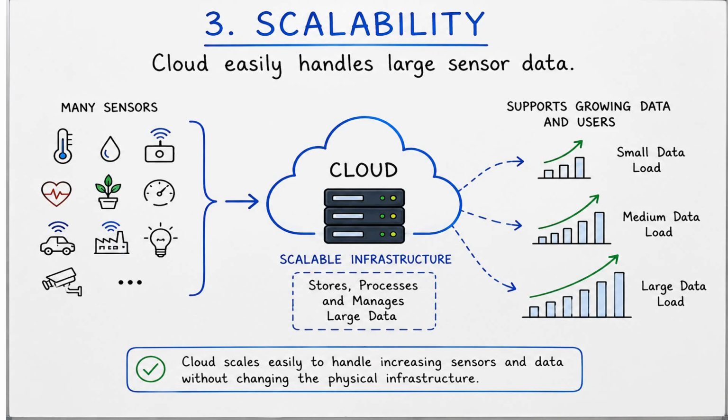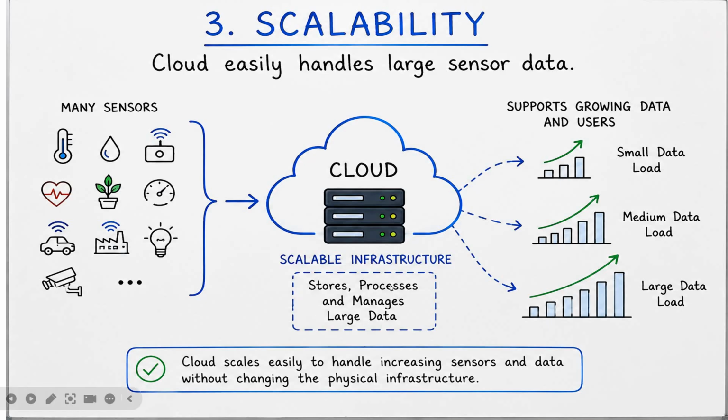Next is scalability. So scalability here refers to the cloud easily handling large sensor data. That is, cloud computing can easily handle the large amounts of sensor data which is generated from the many sensors and the users. As the number of sensors, users or applications increases, the cloud can be expanded, and you can even expand the storage of the cloud and the processing capacity without major changes to the physical infrastructure.